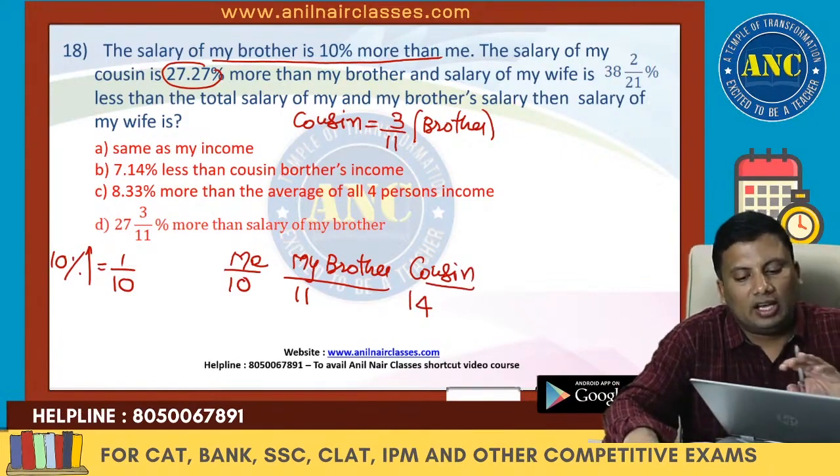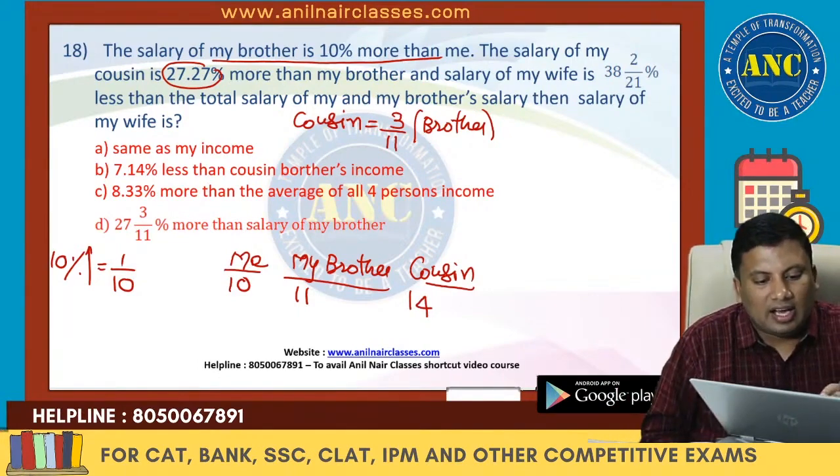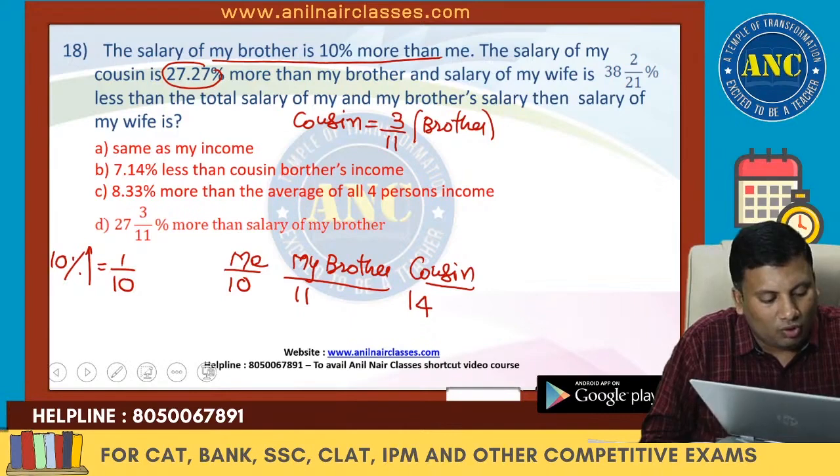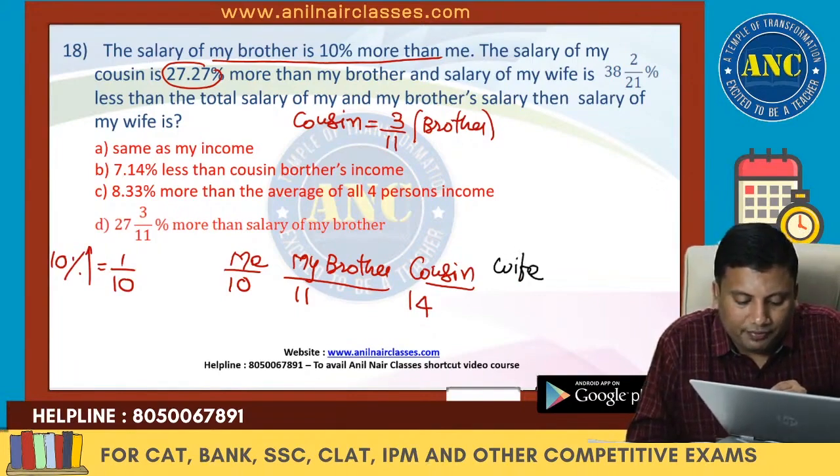I hope it is clear. If I take 10, on 10 one more, 11. Cousin is 3 out of 11, 3 more out of 11. So it is 14. Next, a salary of my wife.